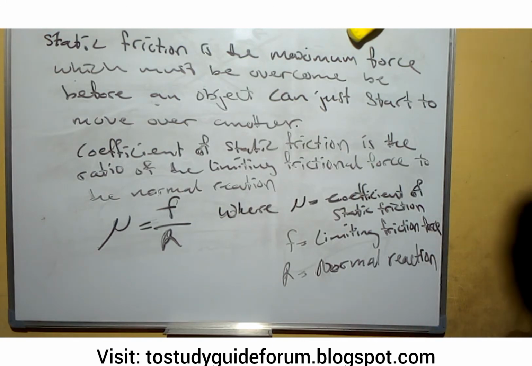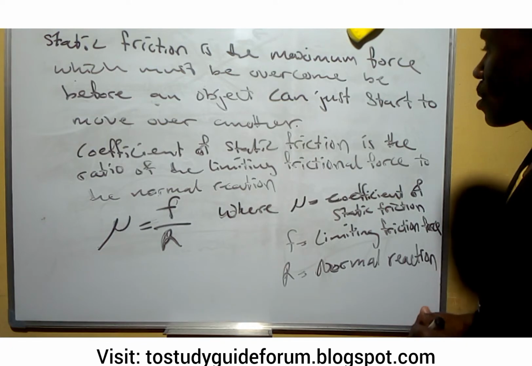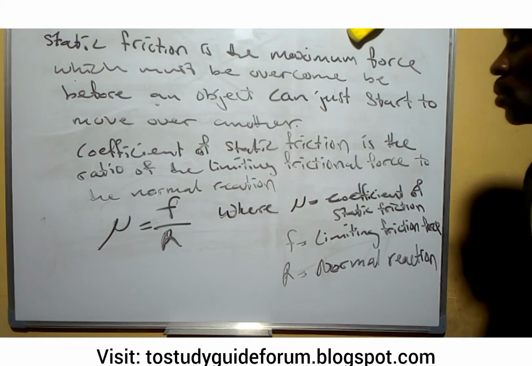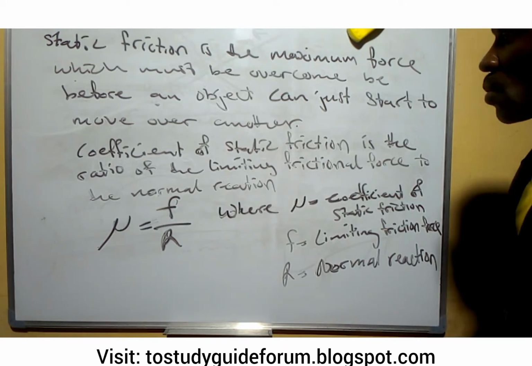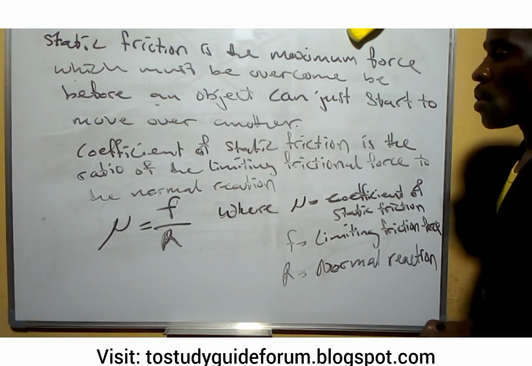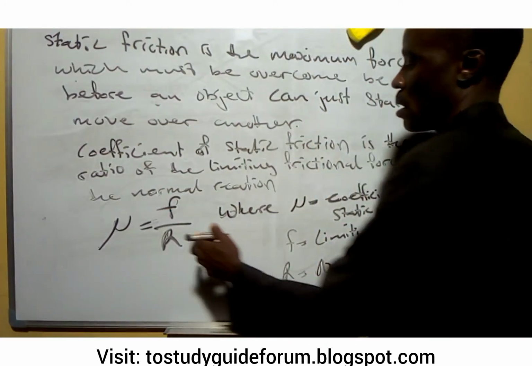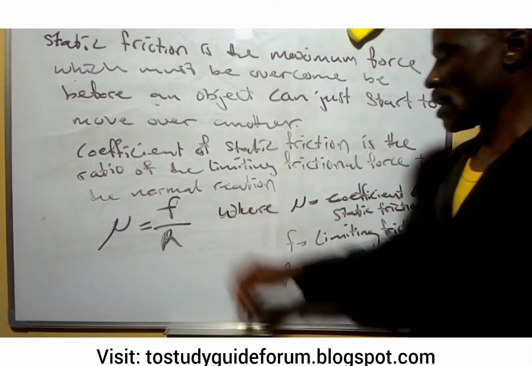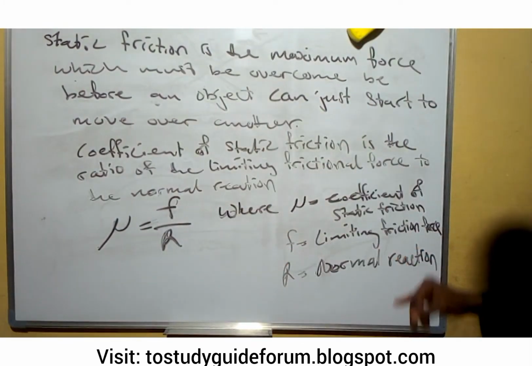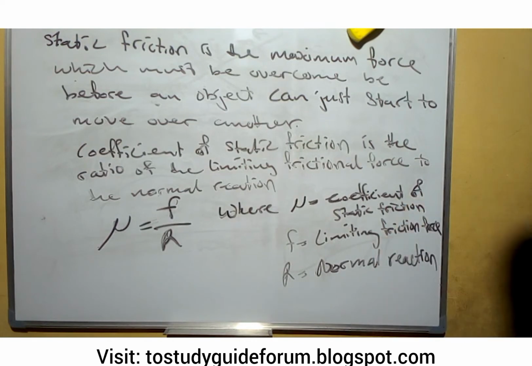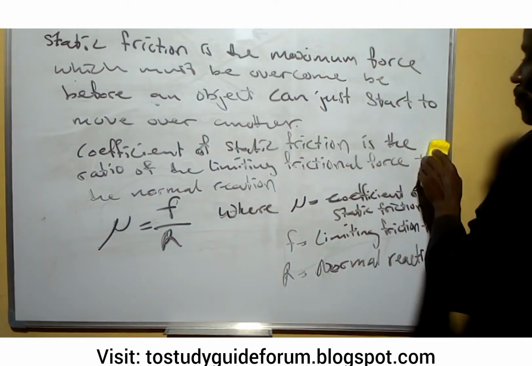All right, and then we have another one, the coefficient of static friction. The coefficient of static friction is the ratio of the limiting frictional force to the normal reaction. To get the coefficient of static friction, it is force over what? Normal reaction. F stands for the limiting frictional force, R stands for the normal reaction, and rho stands for the coefficient of static friction.